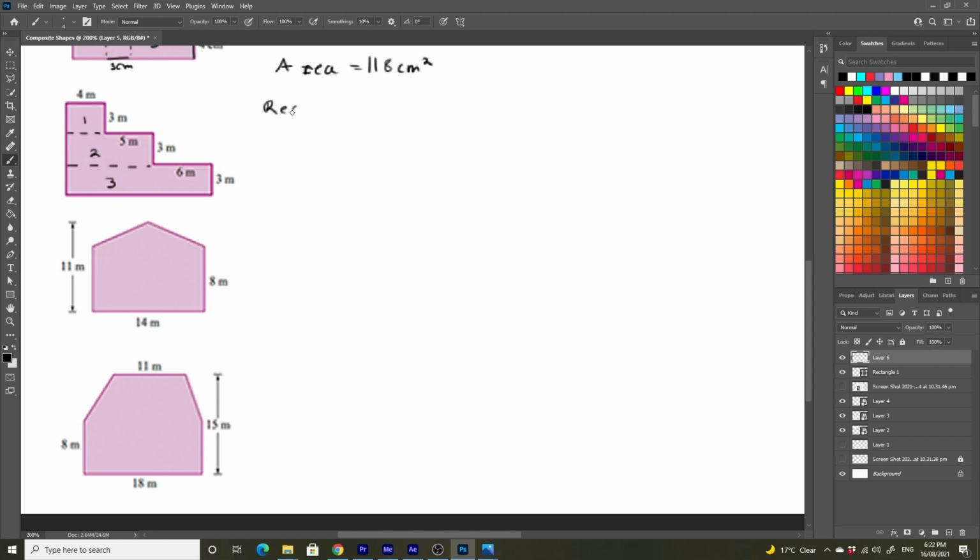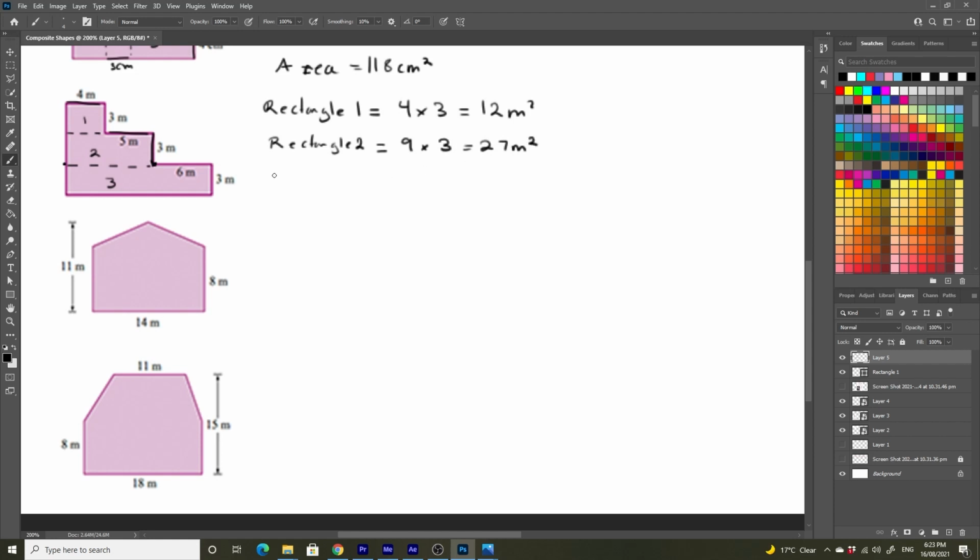So rectangle 1 is equal to 4 times 3, length times breadth, which equals 12 meters squared. Rectangle 2, well, we have the same width or breadth, but we have a different length. And this length, from here to here, is going to be equal to 5 meters plus 4 meters, which is equal to 9. So rectangle 2 equals 9 times 3, which equals 27 meters squared.